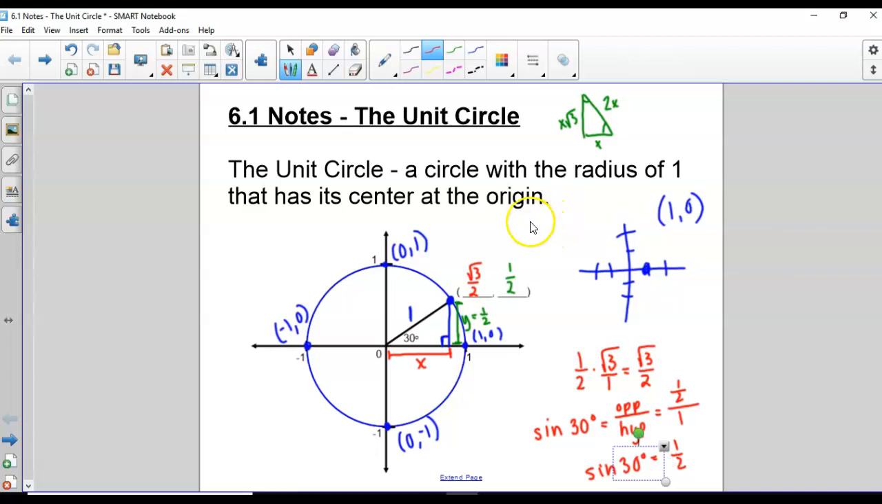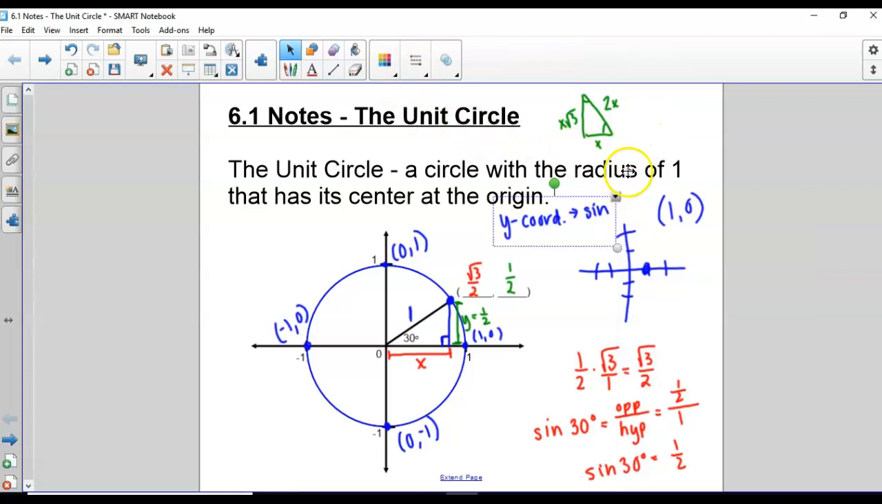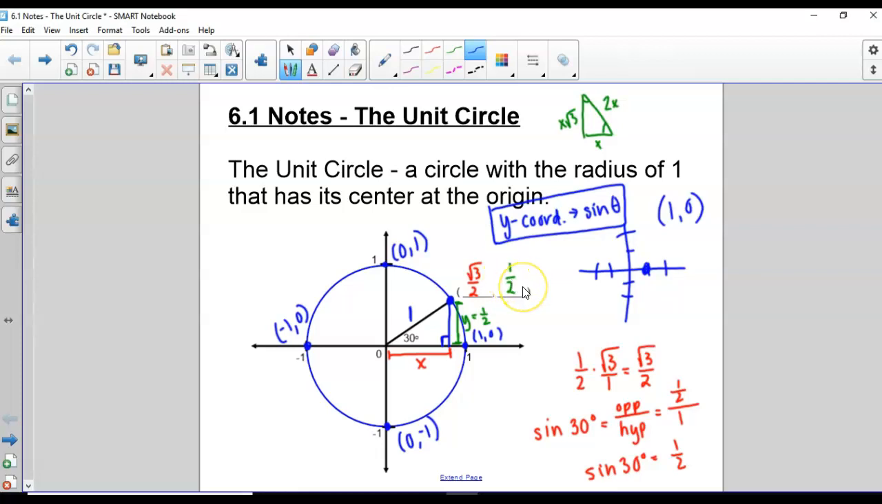So let's write it over here. The y-coordinate on the unit circle gives you the sine of whatever angle you have. I'm going to use a theta here for the angle. So let's put a box around that. The y-coordinate gives you sine. So if I want to know sine of 30 degrees, I could just say, look on the circle, the y-coordinate is 1/2.